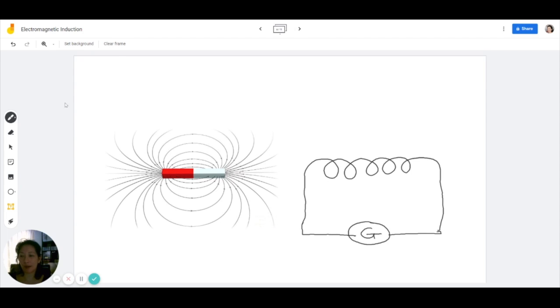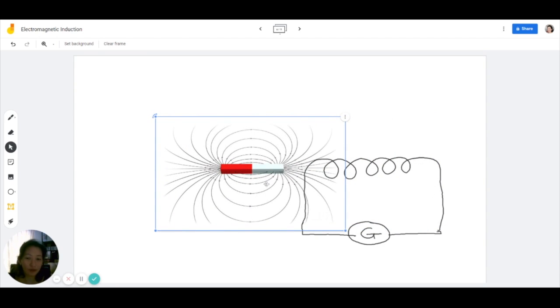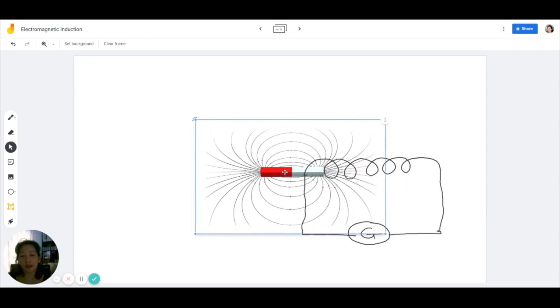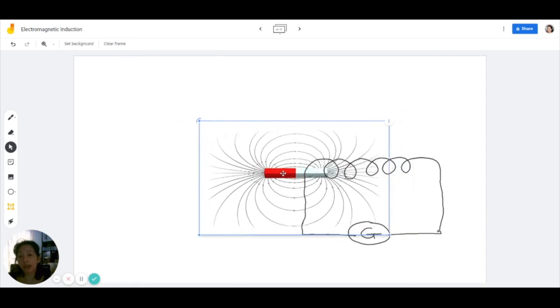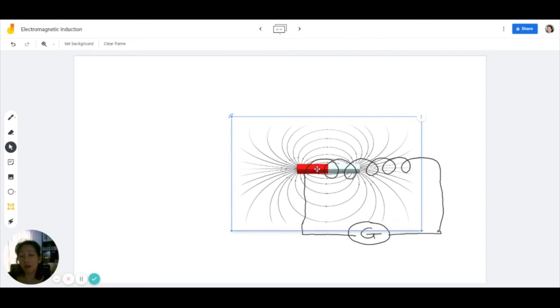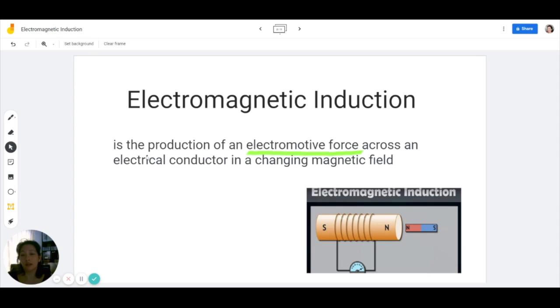Now let's take this bar magnet and we move it in and out of the solenoid. So on this diagram, you can see that there are magnetic fields, and as we move it in and out of the solenoid, you can see how the wires from the solenoid are cutting across the magnetic fields. This also will induce current or electromotive force. Because when we come back to the definition of electromagnetic induction, it is the production of an electromotive force across an electrical conductor in a changing magnetic field.